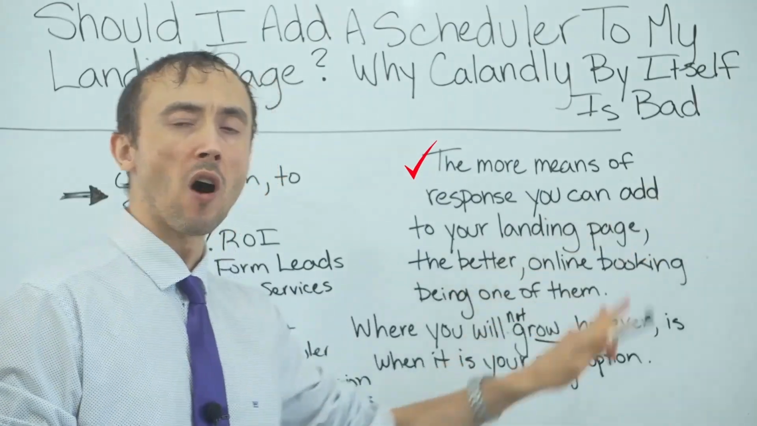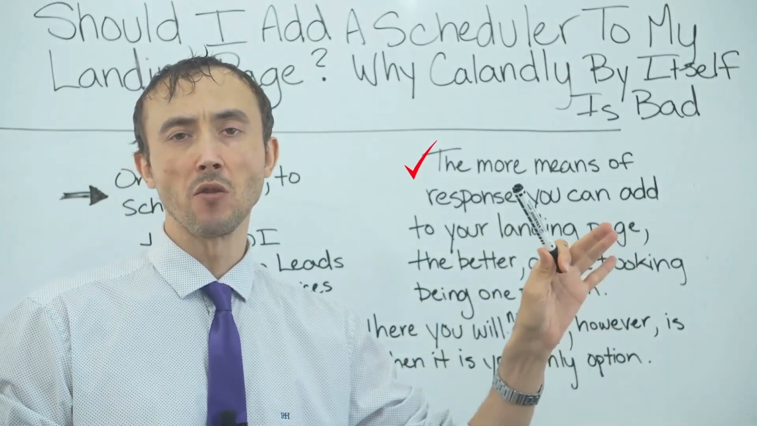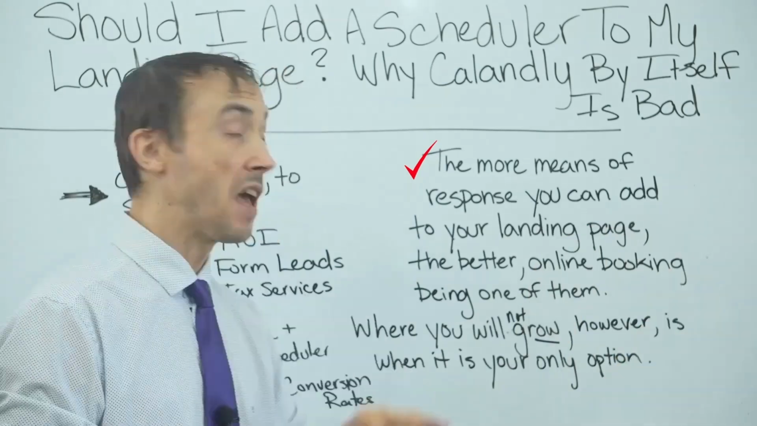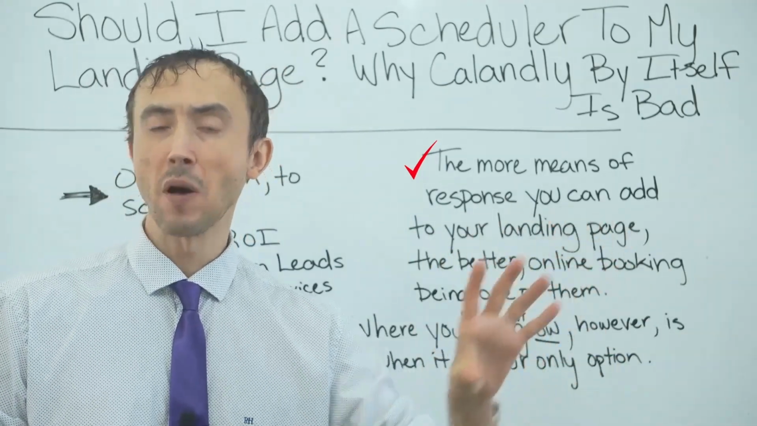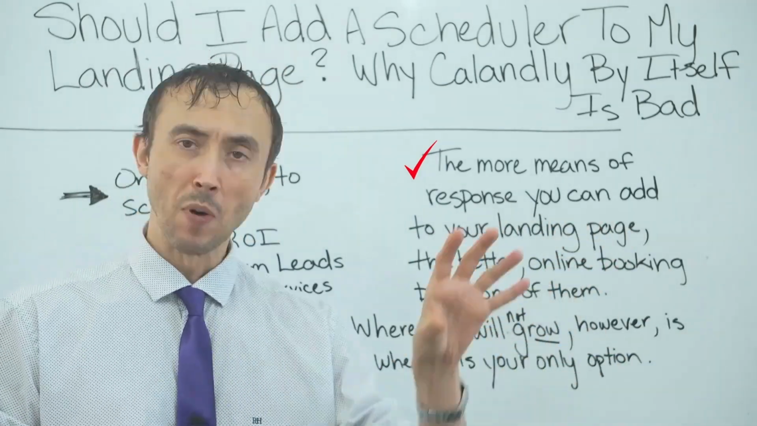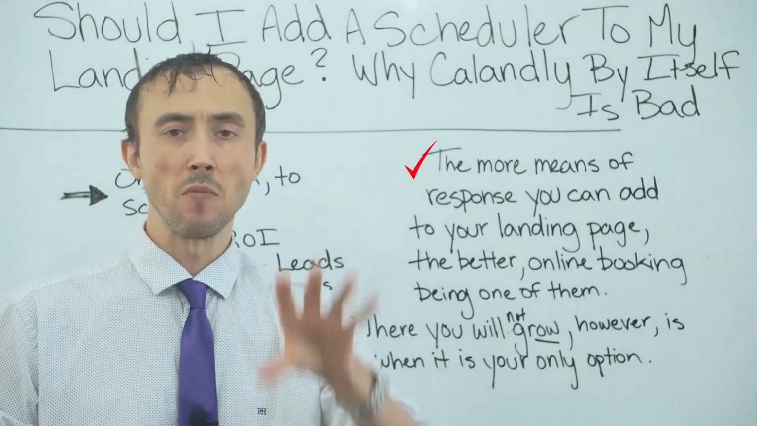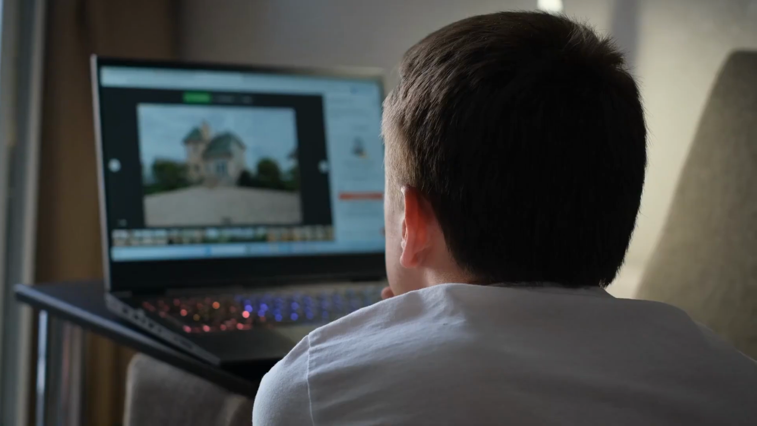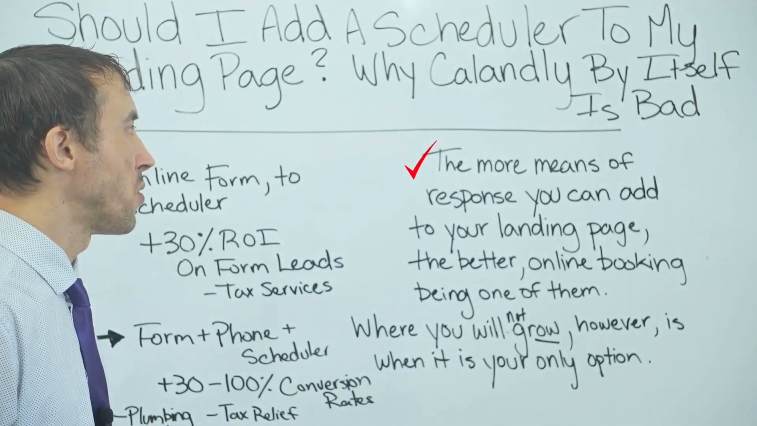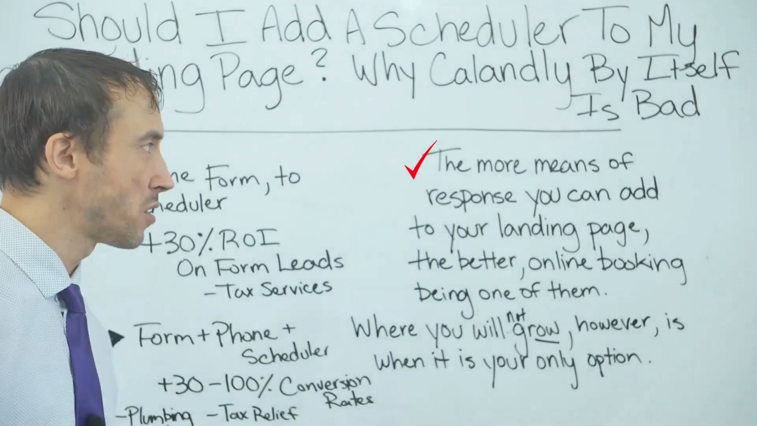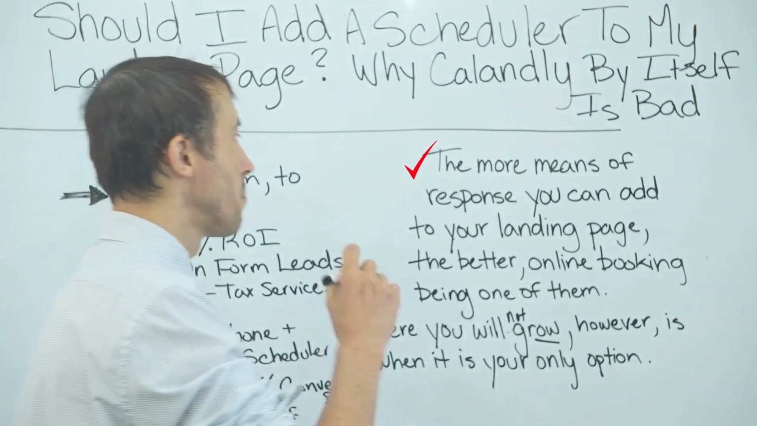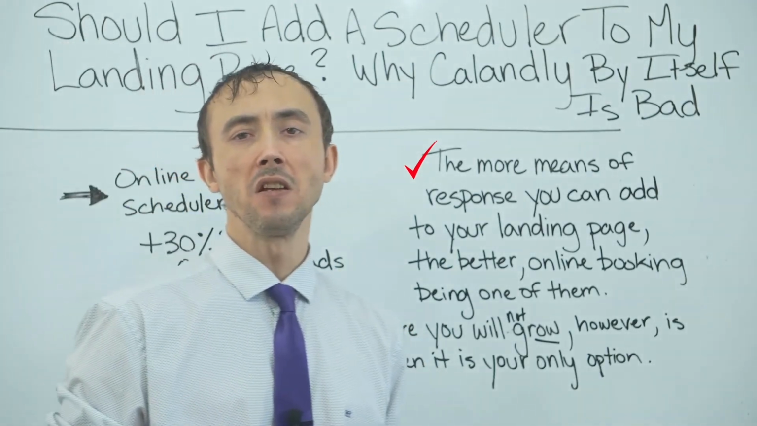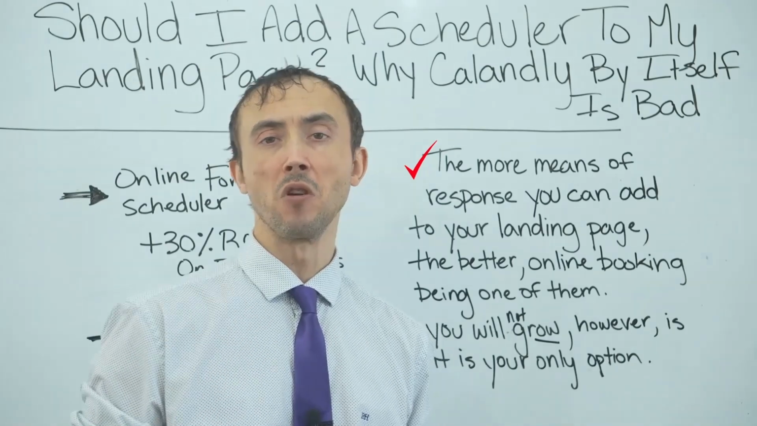So the main reason why having a scheduling system on your website is going to make you more money, in addition to, obviously, not by itself being the only way to respond via your landing page for people that click your ads and end up on your landing page, is this. The reason why you get more profit from your ad spend that way is because different people have different preferred means of communication.